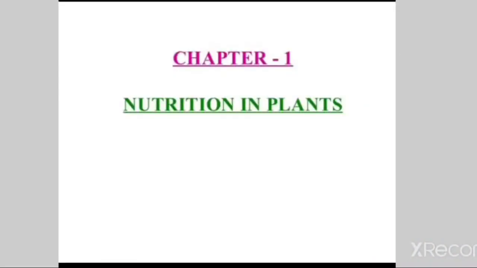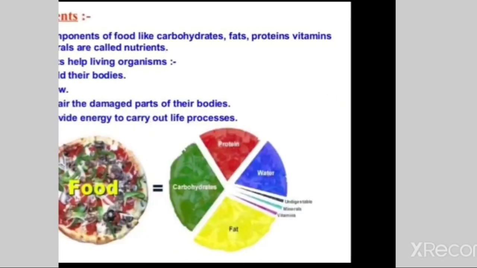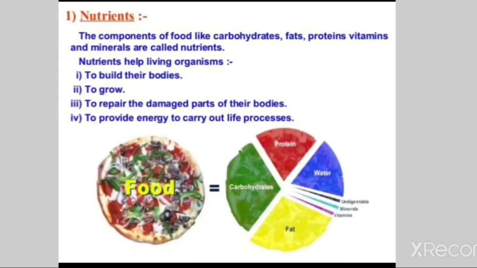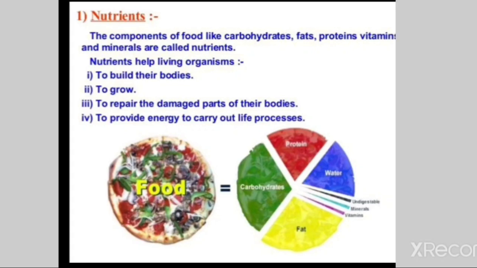Hello students. Now we will read about our chapter number 1, that is nutrition in plants. In this chapter, we will first learn about what nutrients are. The components of food like carbohydrates, fats, proteins, vitamins, and minerals are called nutrients. These nutrients help living organisms to build their bodies, to grow, to repair the damaged parts of their bodies, and to provide energy to carry out life processes.